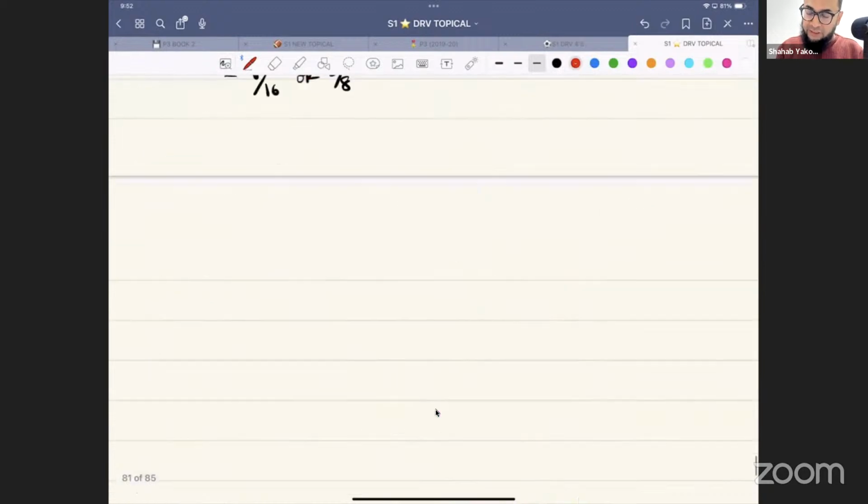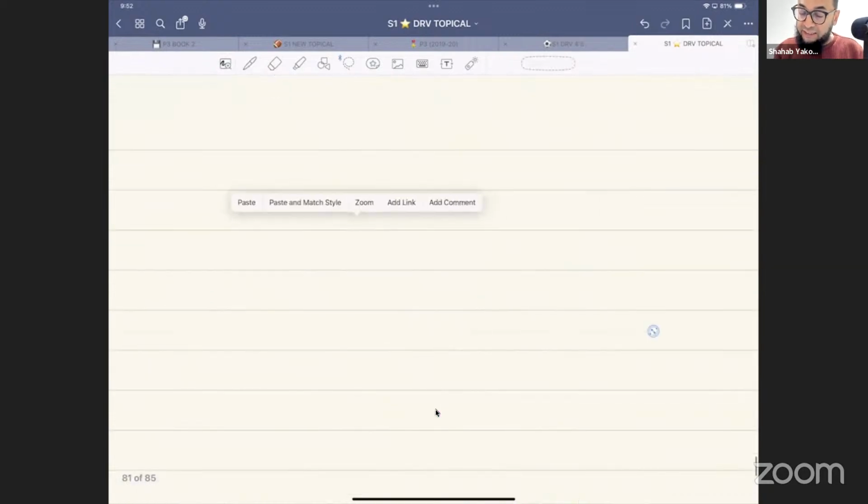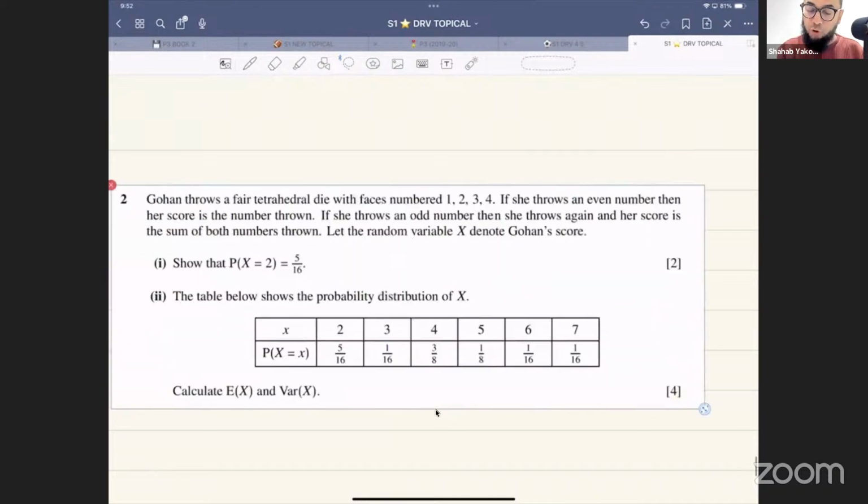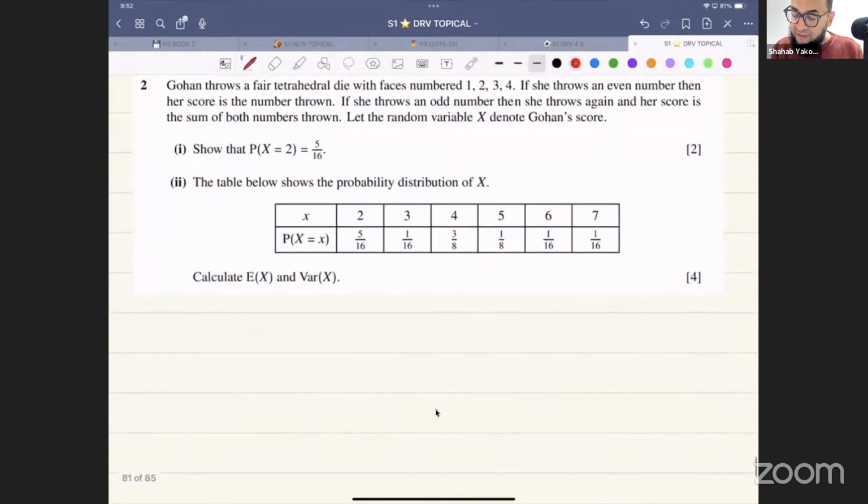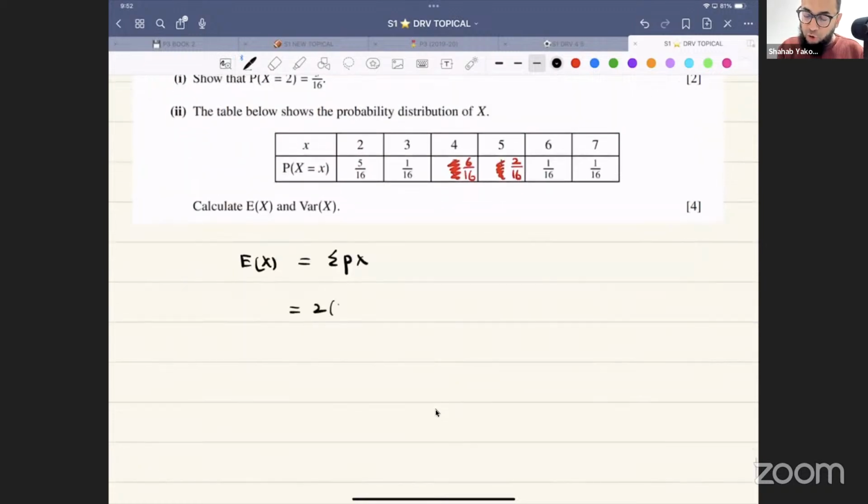And what I can do is calculate expectation and variance, and it's a good thing that you're getting practice of variance also. So this is 5, this is 3 over 8, which is 6 over 16. This is 6 over 16. This is 2 over 16. Let me remove this. So everything has a denominator of 16. So expectation of x, that is sigma px, that is 2 into 5, 3 into 1, 4 into 6, 5 into 2, 6 into 1, 7 into 1, the whole thing added together divided by 16.